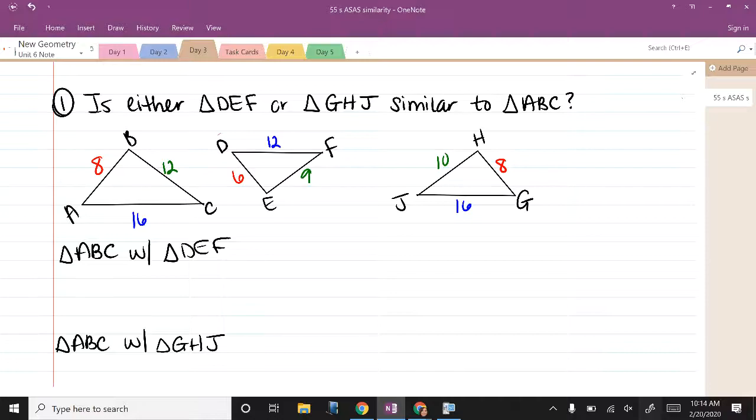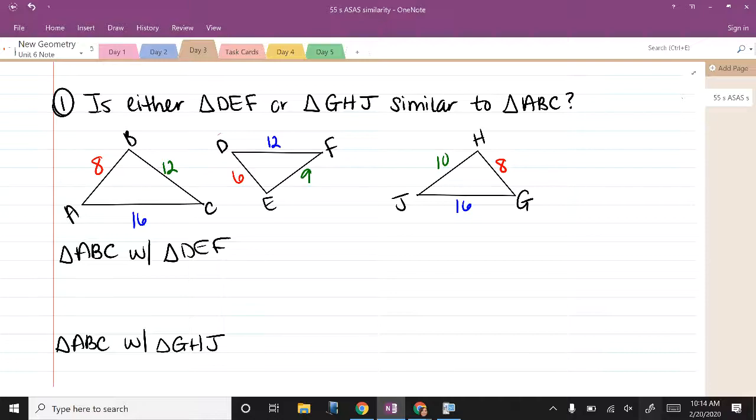Well, the side postulate says that they don't have any angles congruent. So I'm not going to use anything with angles, so we know it's side if it's true. We're going to see if any of the corresponding sides are proportional. That means they're all equal ratios. So I actually color-coded them, but they don't have to be color-coded, okay?